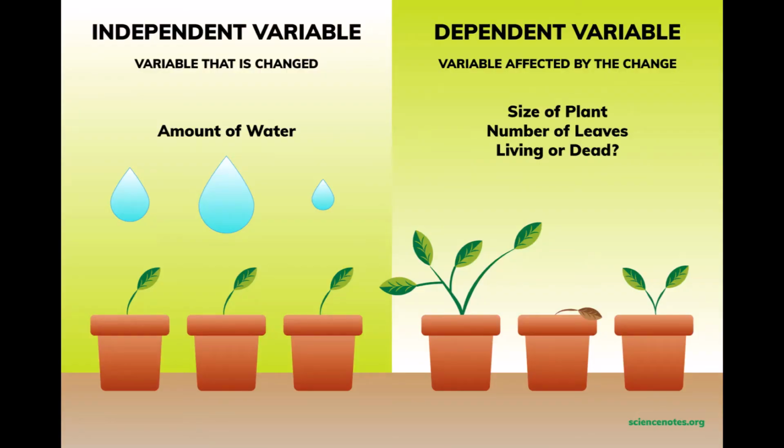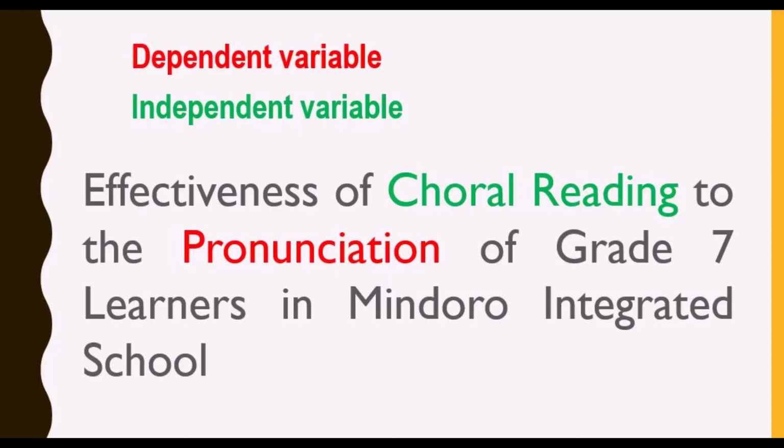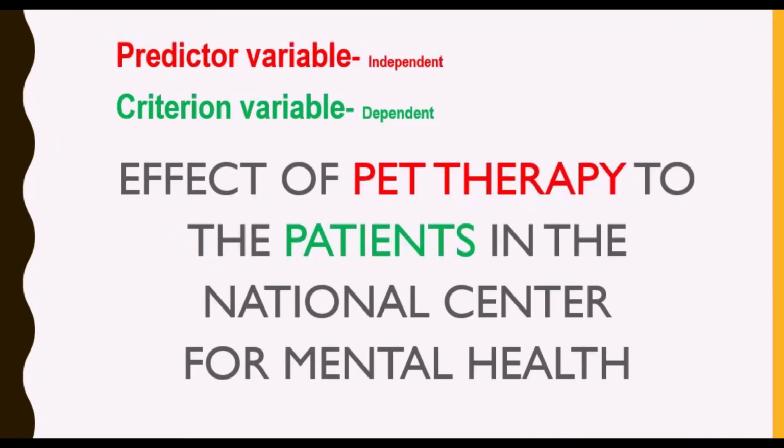So let's analyze this. Pronunciation is the dependent variable and choral reading is the independent variable because the pronunciation ability of the students depends on the quality and frequency of the choral reading. Okay, in this example, we seek to know how path therapy affects the patients in the National Center for Mental Health.